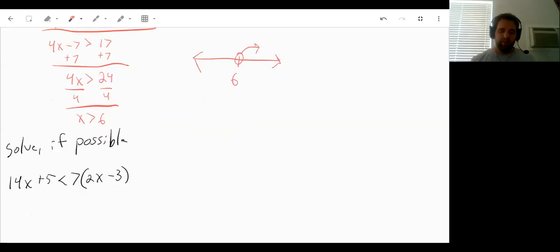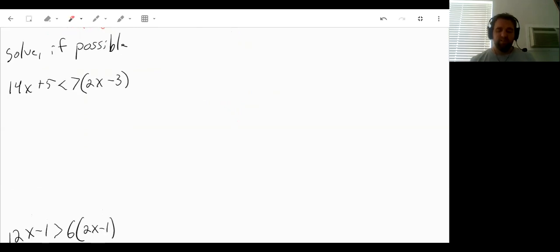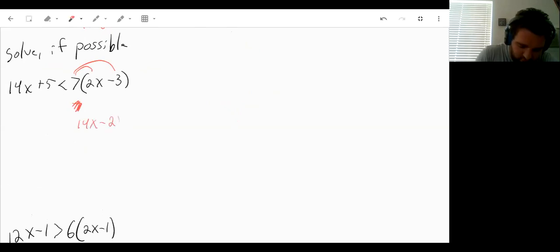Now, solve if possible. So these are scenarios where it might be possible to solve for x, or it might not. But you know enough math, we can just try this and see what happens. So first thing I'll do here is distribute that 7 into both parts. So 7 times 2x gives us 14x. 7 times 3 is 21.